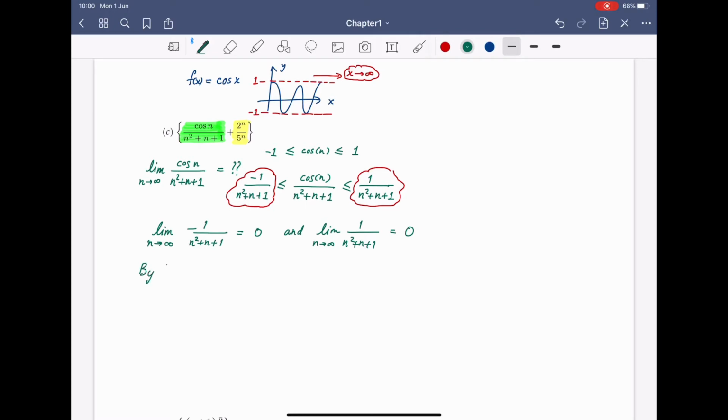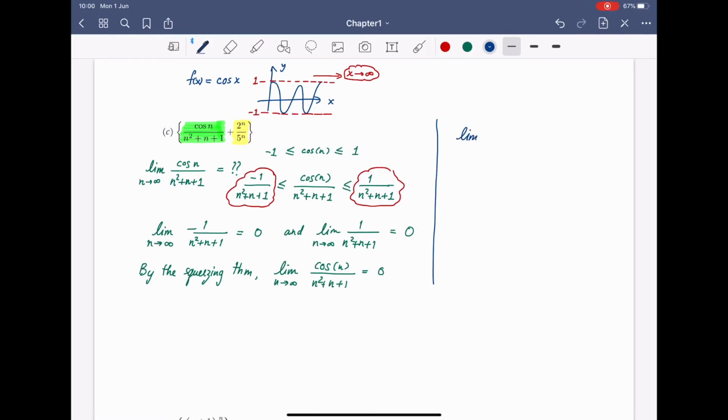So by the squeeze theorem, we conclude that the limit of cosine n over n squared plus n plus 1 is equal to 0 as well. So we are done with the first term that we highlighted in green. So let's do the second term that I highlighted in yellow here.